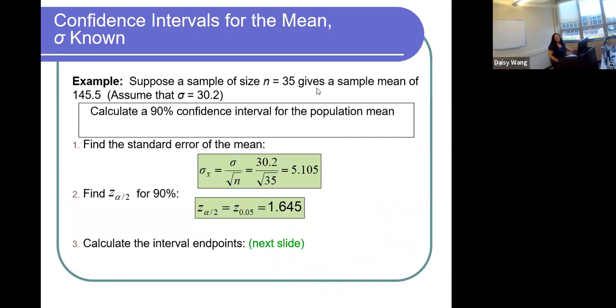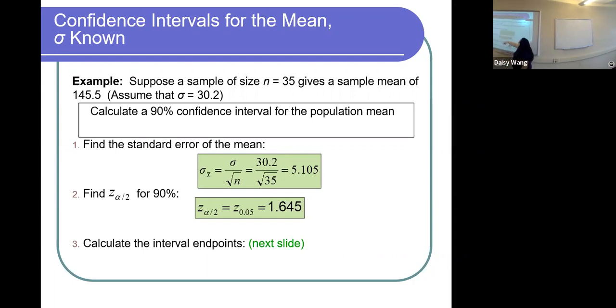Let's say the sample size n is equal to 35, with a sample mean of 145.5, and sigma is equal to 30.2. What is the 90% confidence interval? We can calculate the standard error of the mean, sigma x bar, which is 30.2 divided by the square root of 35. It's 5.105. And z is 1.645.